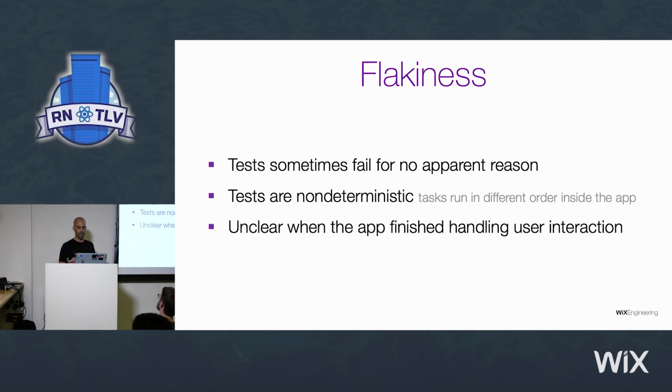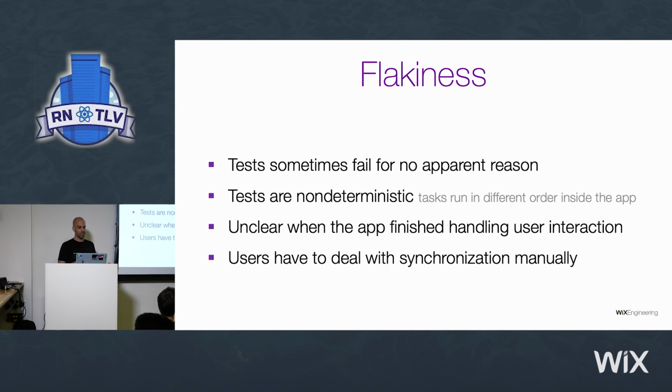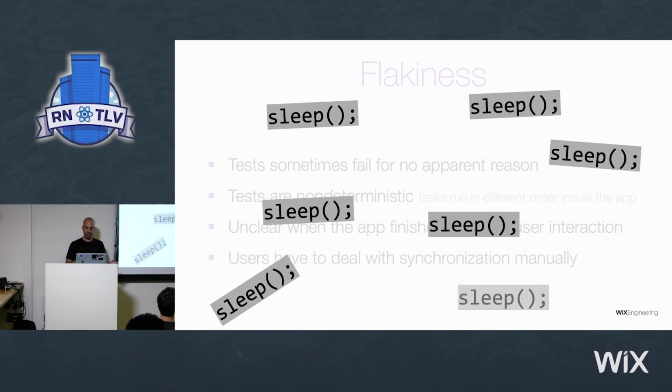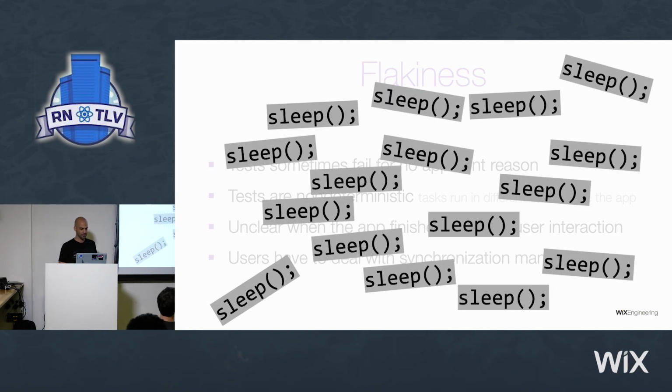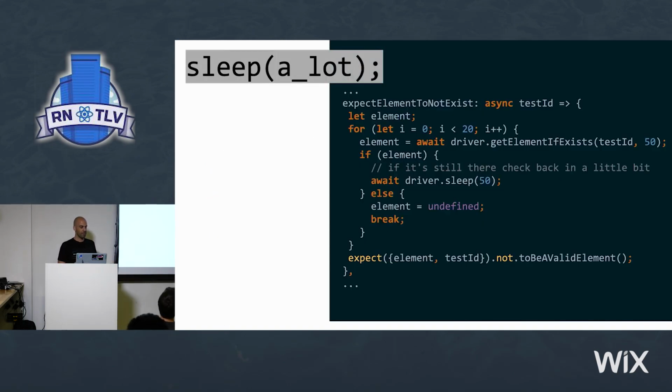We can't rely on and be sure when the application is idle. So users of end-to-end testing frameworks usually have to deal with synchronization manually. So they just use multiple sleeps all over just to make the tests pass. In fact, we embrace the fact that E2E is flaky, and we created patches like sleep and retry, and it's kind of like putting multiple band-aids over a strainer. You can never get out of it.